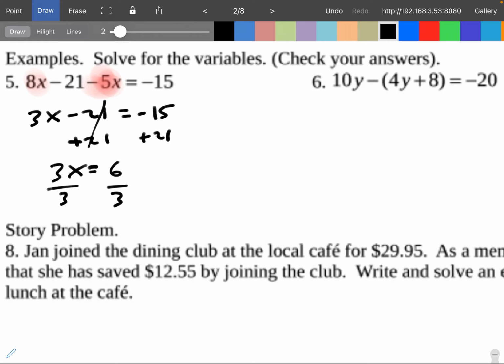What's the next step? Good. Yeah, divide 3 on both sides. So you divide both sides by 3. These 3's cancel out and make a 1 on the left-hand side, and we get x equals 6 divided by 3, which is 2.